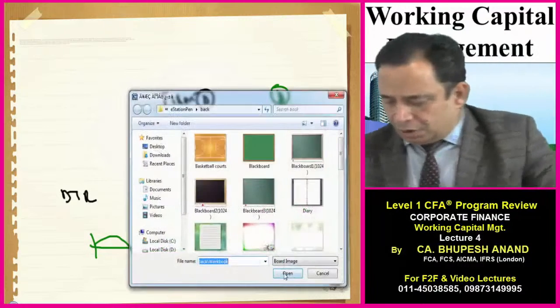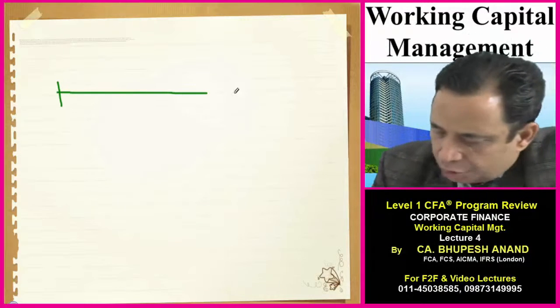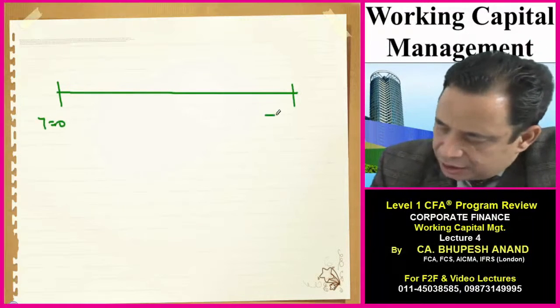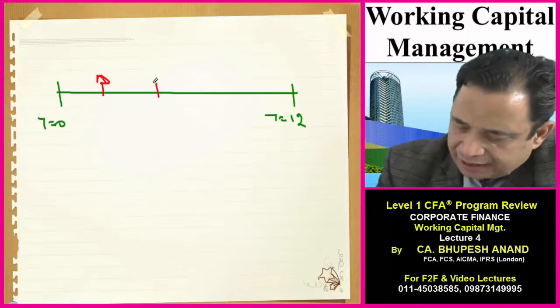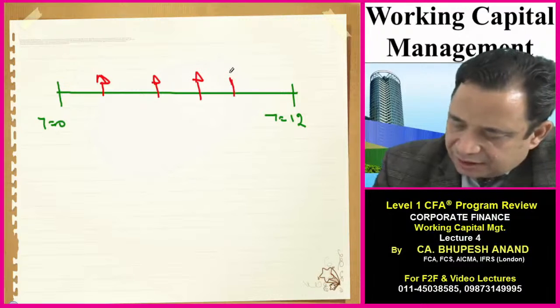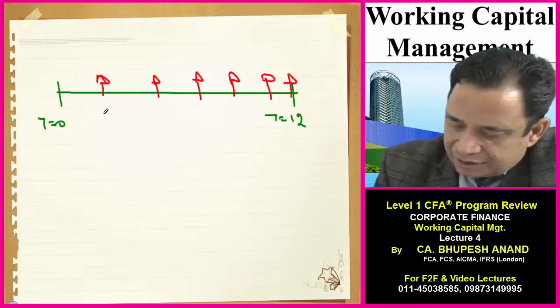I prepare a separate, clean diagram for you. This is T0 and this is T12. It means the flag is there 6 times.